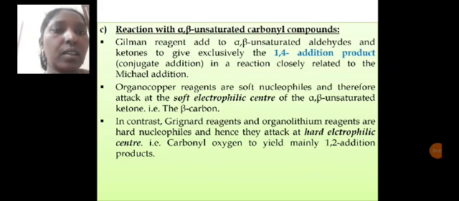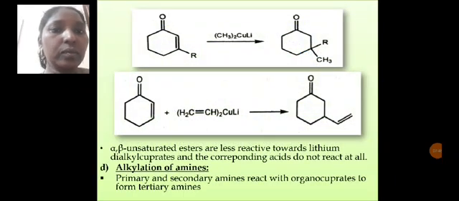Organocopper reagents are soft nucleophiles and therefore attack at the soft electrophilic center of the alpha-beta unsaturated ketone, that is, the beta carbon. In contrast, Grignard reagents and organolithium reagents are hard nucleophiles and they attack at the hard electrophilic center, that is, the carbonyl carbon, to yield mainly 1,2 addition products. These are the reactions shown here.